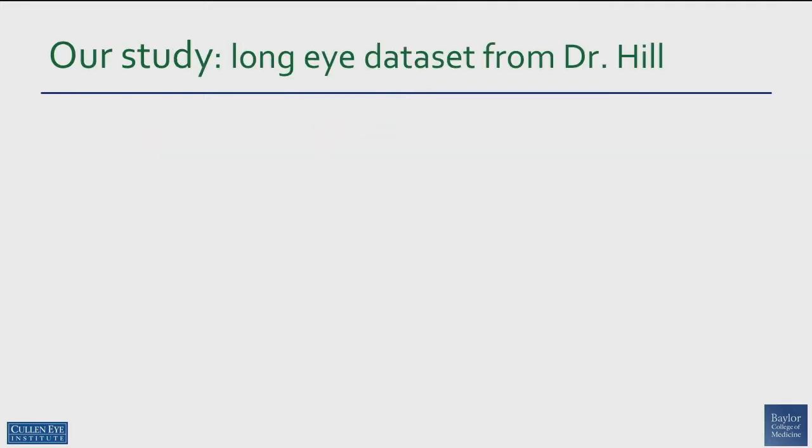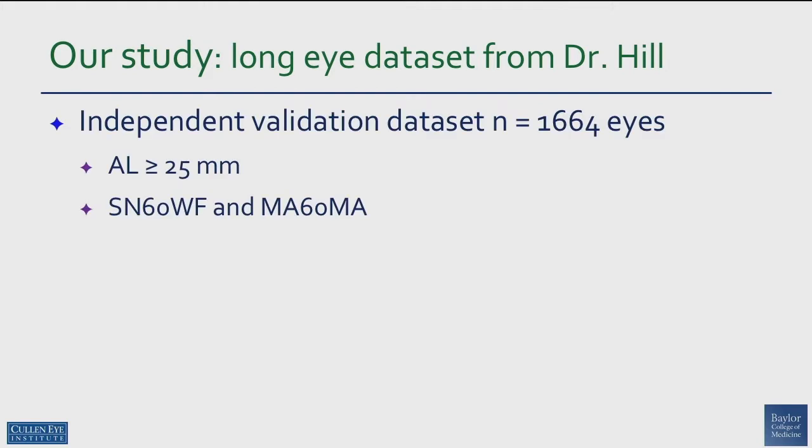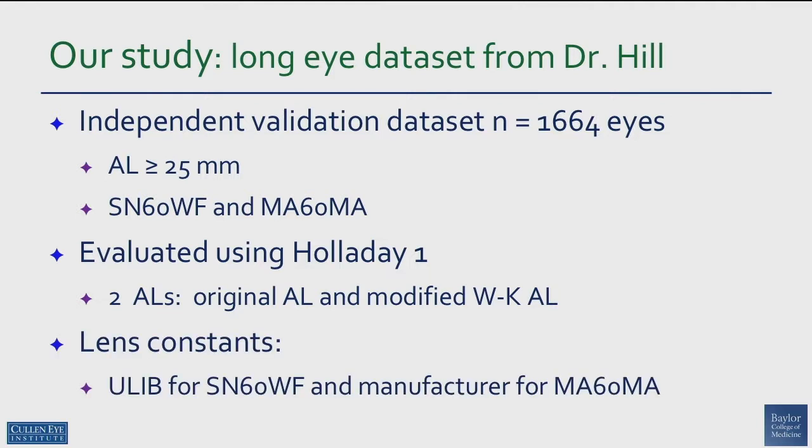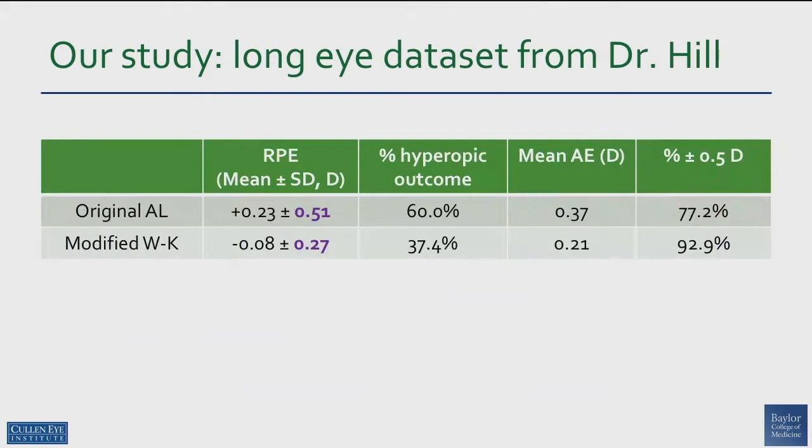We looked at data from Dr. Hill using our axial length modification of 1,600 plus eyes with an axial length of over 25 millimeters, 2 IOLs, Holladay 1 formula, comparing the original axial length and the modified axial length, using the ULIB constants for the SN60WF and the manufacturer's lens constant for the MA60 series. And what we saw is that the refractive prediction error was reduced from 0.23 to minus 0.8.